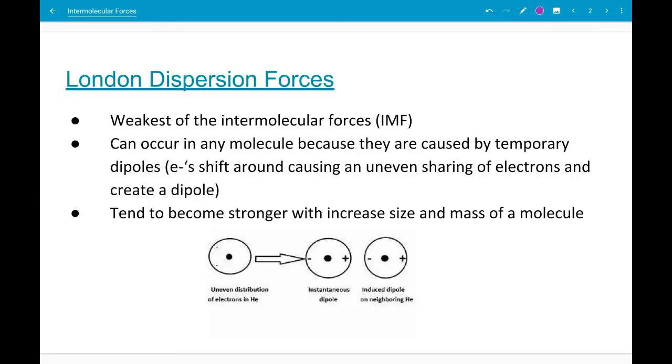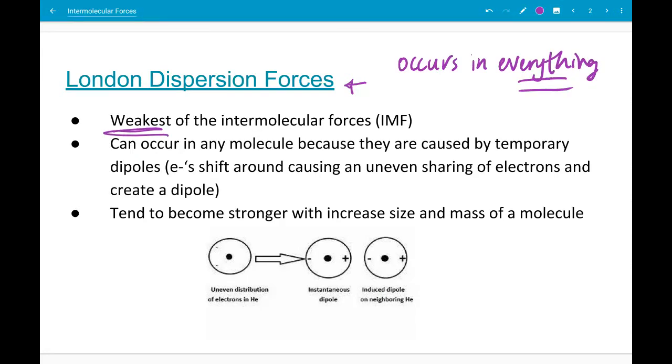we see. So the first one is the London dispersion force. If you click on this link, it is a simulation to show it. It is the weakest of all of our intermolecular forces, and it occurs in everything. So everything has this London dispersion force.